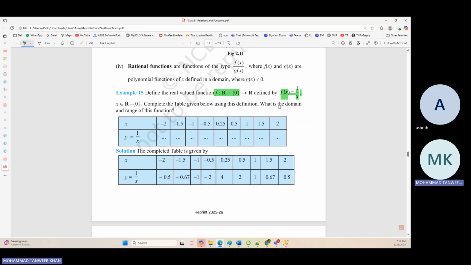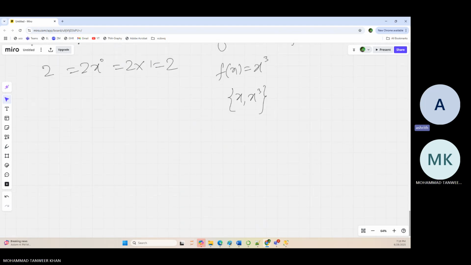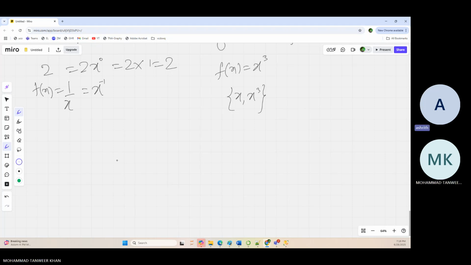Can we tell this is a polynomial function? Example 15. No, sir, because there's no polynomial equation here. It's just a single value. 1 by x, can I write it like this, x to the power minus 1? But you can't take negative powers. In a polynomial function, negative power is not allowed, right? This is not a polynomial function. Is this clear?